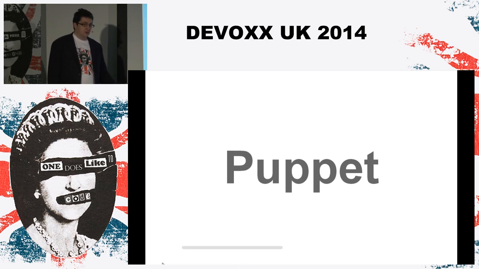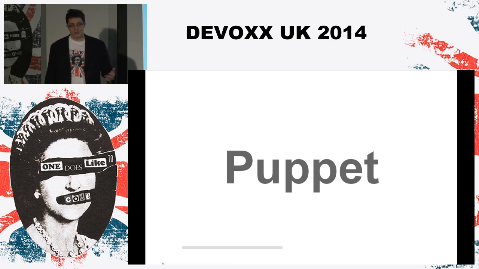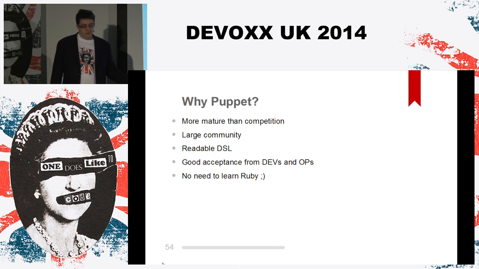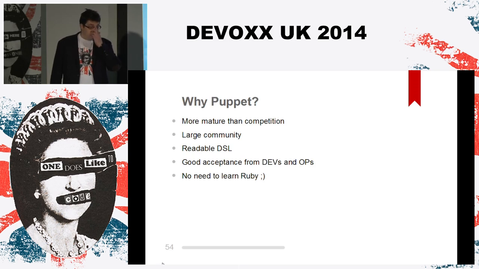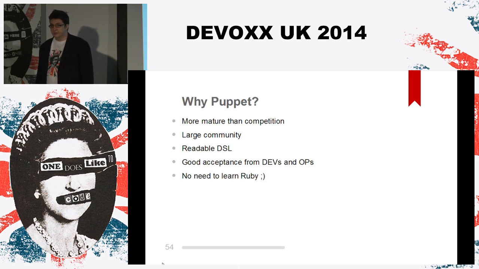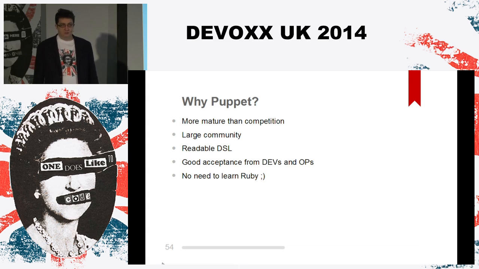Puppet is just one of the tools. I mean, it doesn't mean that you need to use Puppet. There are tools like Chef and Ansible and Salt. But we chose Puppet for several reasons. One reason is that it seemed to us that it was more mature than the competition. It had a large community, probably larger than the others. But the most important part of choosing Puppet was that it has quite a readable DSL.